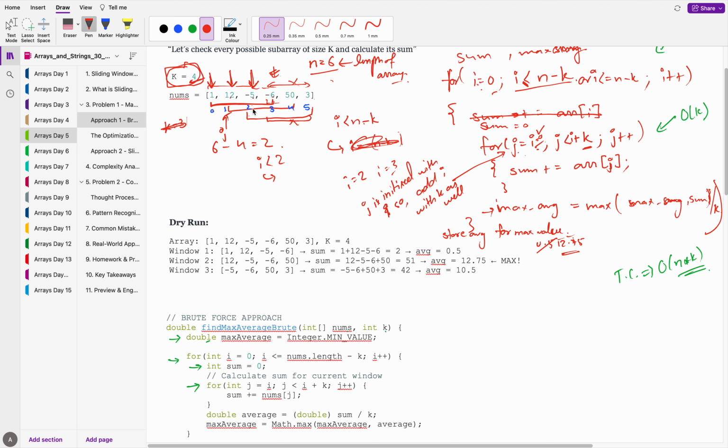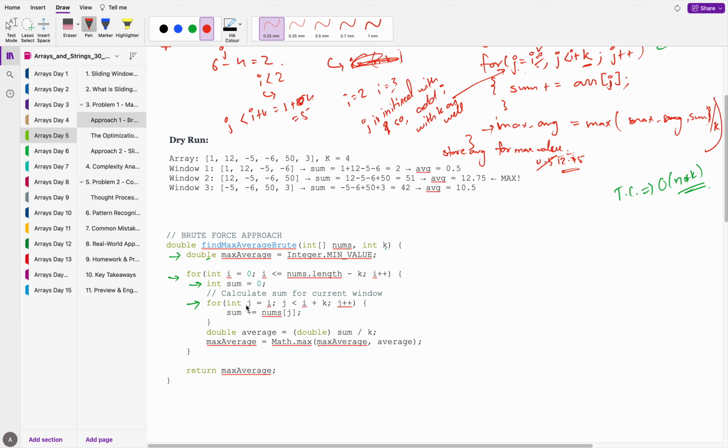So when j was starting with 1, where am I going till? i plus k, which would be 1 plus 4, which is 5. And it is less than, so where will it go? Less than i plus k means 4 is the maximum it can go. From here till here. Now this is working properly. So that's why we will put here j equals to i, j less than i plus k, and j plus plus.